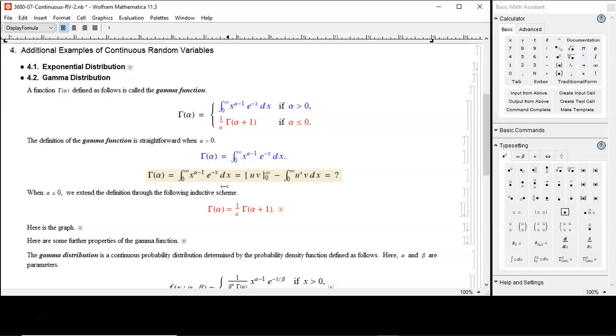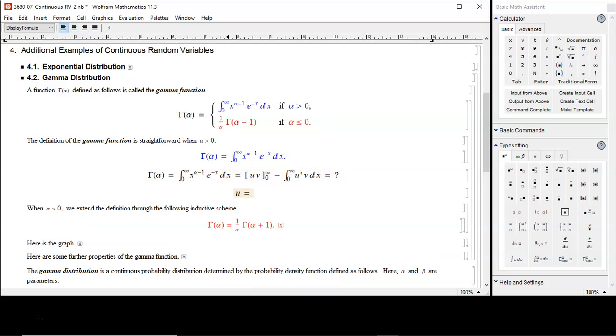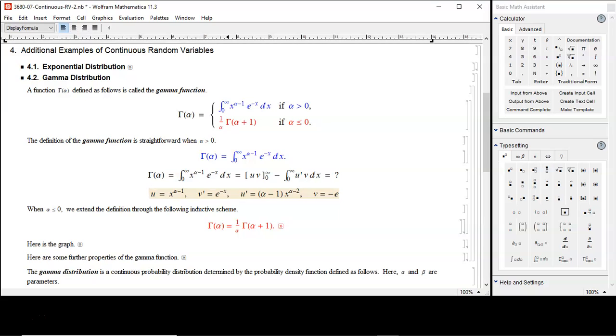And how do you calculate this? Well, what is u in this case? x to the alpha minus 1. v prime is exponential. u prime is alpha minus 1 comes out, and the x to the alpha minus 2. And v is negative of exponential of negative x by taking the antiderivative.